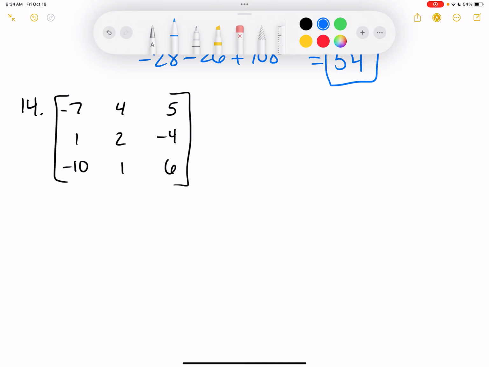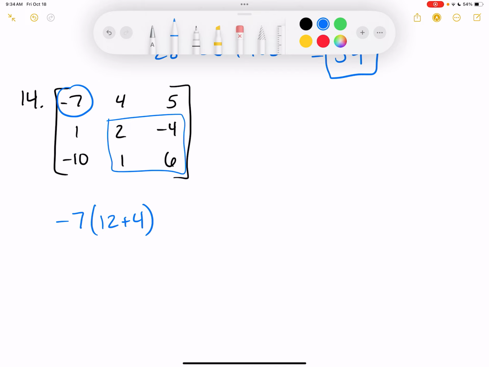Negative 7 times 12, plus 4. Minus a negative, so plus 4. So that's this one and that stuff. What's next? Minus 4. It's got to be opposite. This is always plus, minus, plus, regardless of what the signs on these numbers are. So minus 4, 6 minus 40. Yep, 6 minus 40.